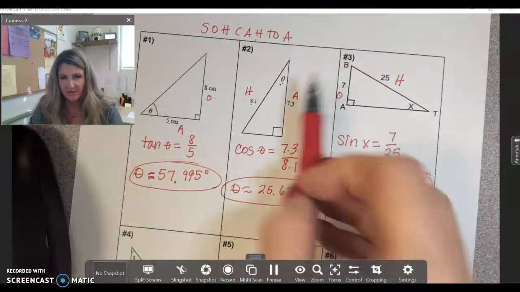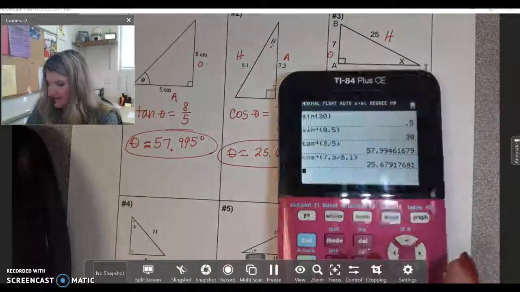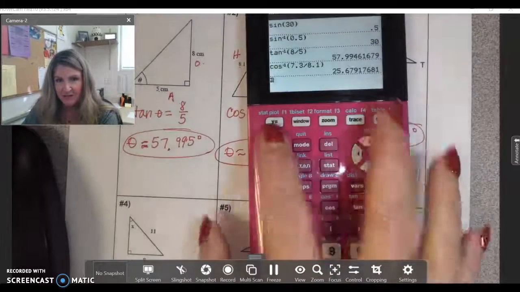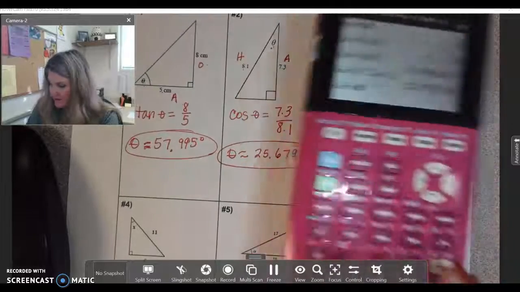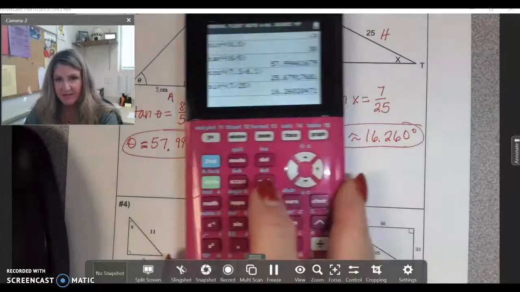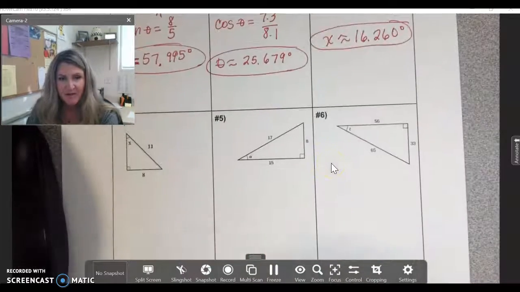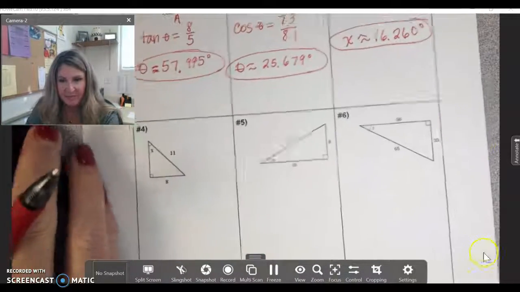So I just wrote it down, 16.260. I'll go ahead and do this one on the calculator just to show you. I would do second sine of 7 divided by 25, and I would get that same answer, 16.260. Okay? All right, this one is the same.